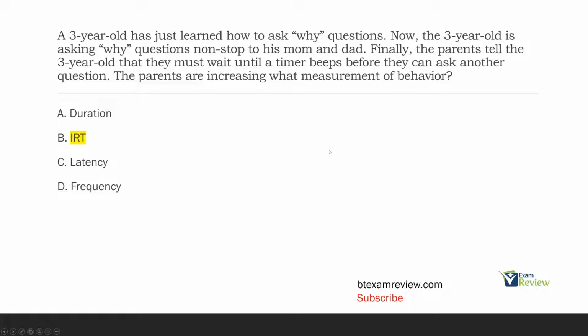Tricky question. If you got it right, good for you. If not, that's fine. Review it, go back to your continuous measurements, really understand why is it IRT and not duration? Why is it IRT and not frequency? If you can start asking yourself those questions during practice, you're going to get a lot better at the exam and be much more successful on test day.